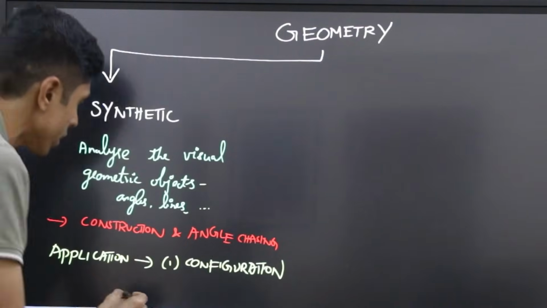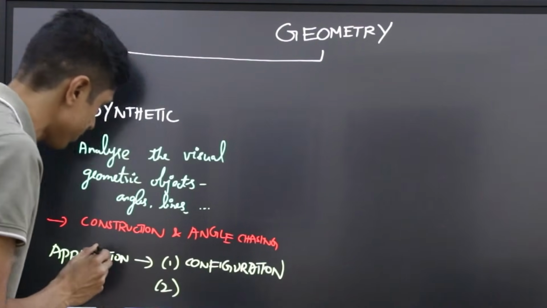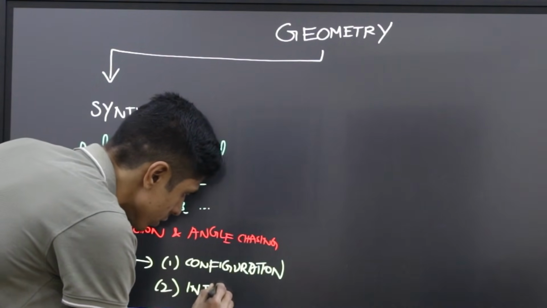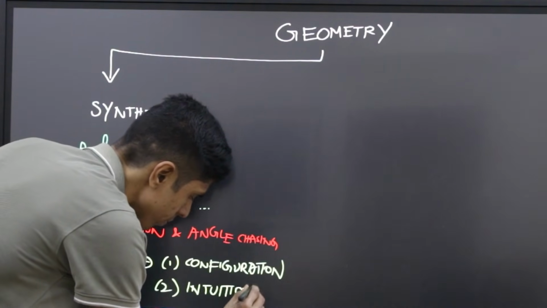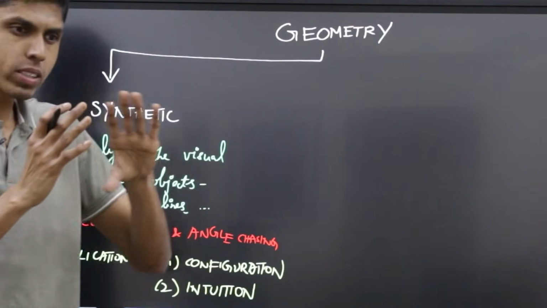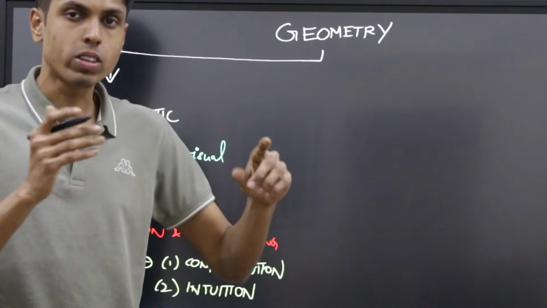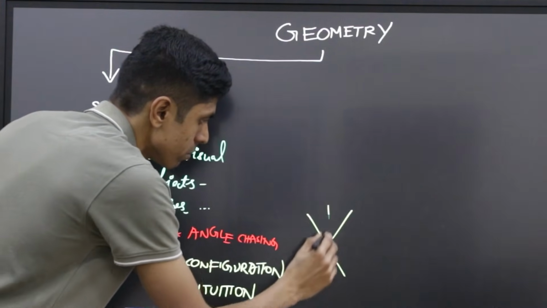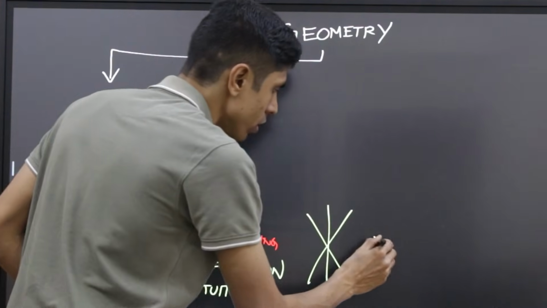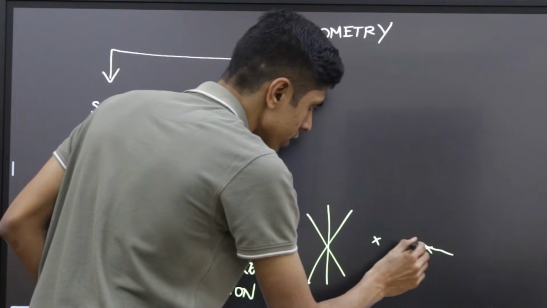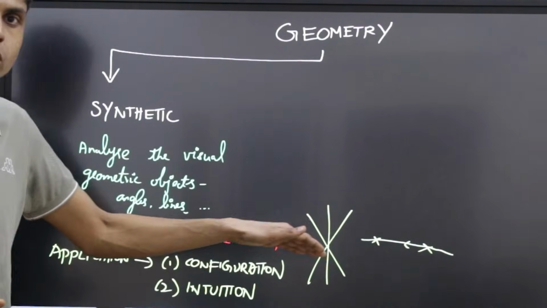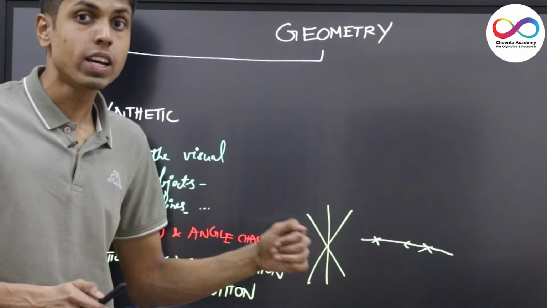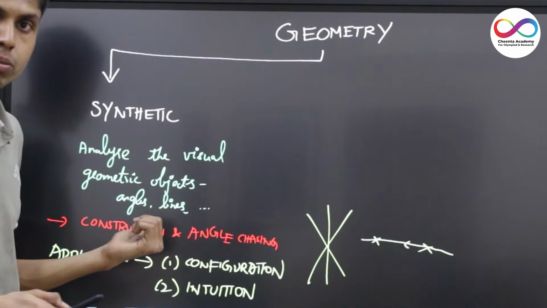Alright, the second place where you apply it relies on your intuition. That is, if you're able to predict that some 3 points are collinear or 3 lines are concurrent, like 3 lines being concurrent means like this, 3 points being collinear means like this. If you are able to conjecture or identify such behavior of geometric objects, then you may apply your synthetic approach.